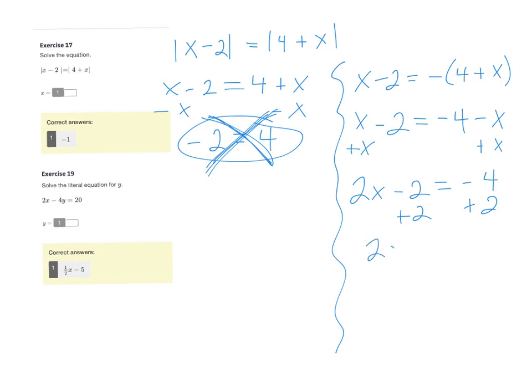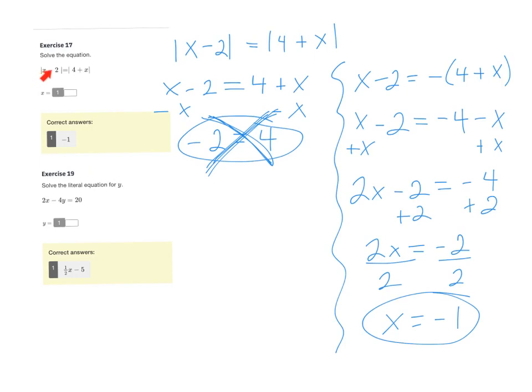I get 2x is equal to negative 2. Divide both sides by 2. X is equal to negative 1. And this is our only solution. And if you wanted to check it, you can.